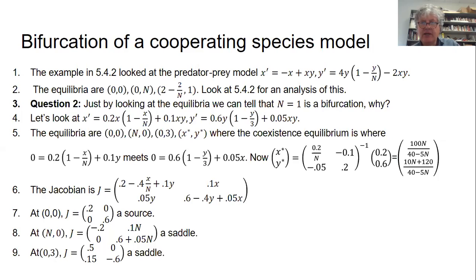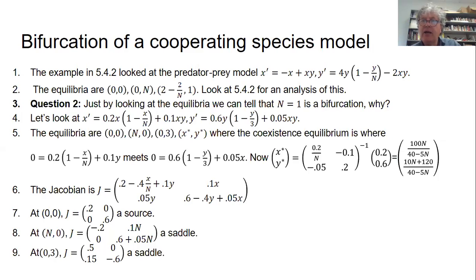And you see that in the coexistence equilibrium, the populations are much greater than if the species was just by itself. The whole idea of cooperation is, you know, they can have a higher carrying capacity because they help each other in some kind of way.